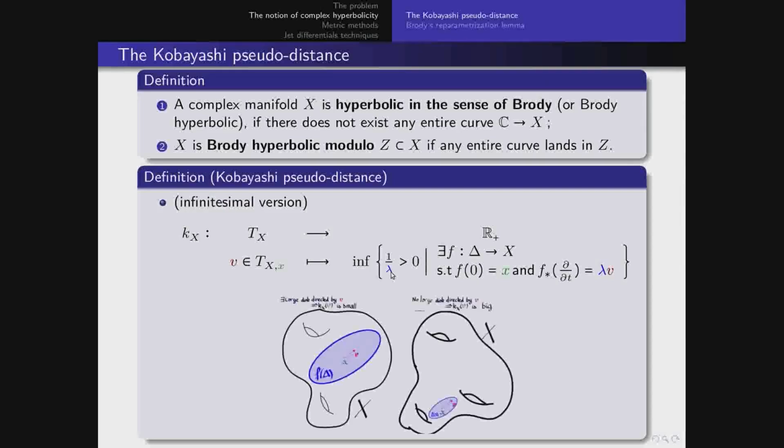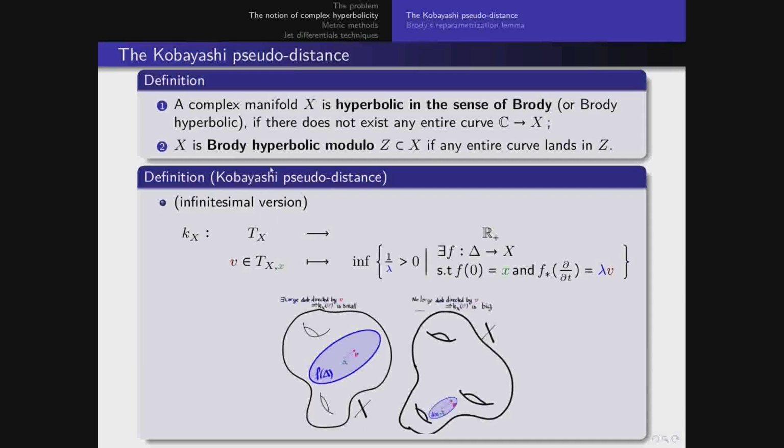So if I draw a picture, morally this tells you that k_X of v should be small if there are large disks directed by your vector v. So if there is such a large disk, you can take lambda large, and this will give you a small quantity. But if there is no such large disk, then k_X of v will be rather large.